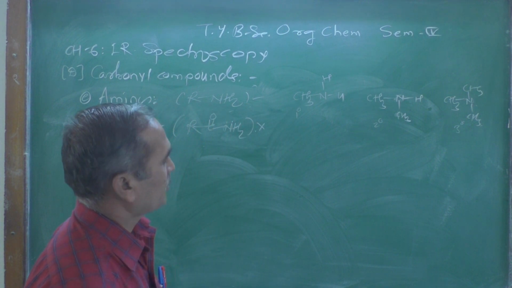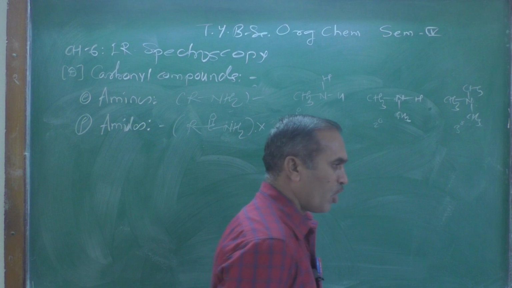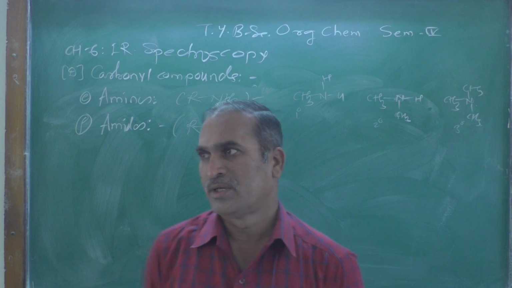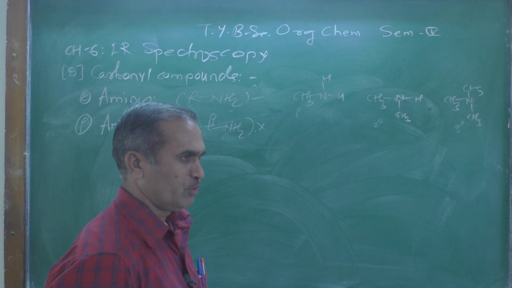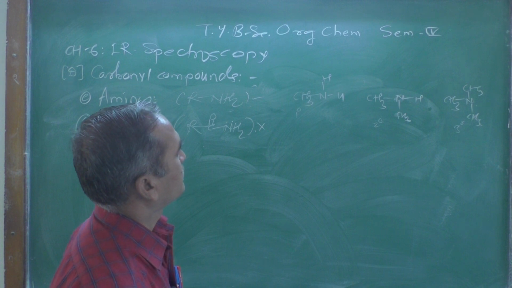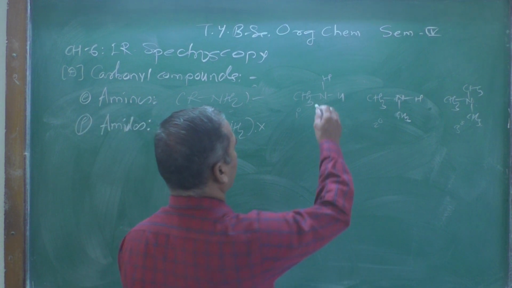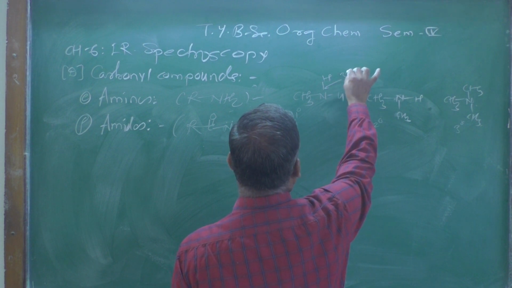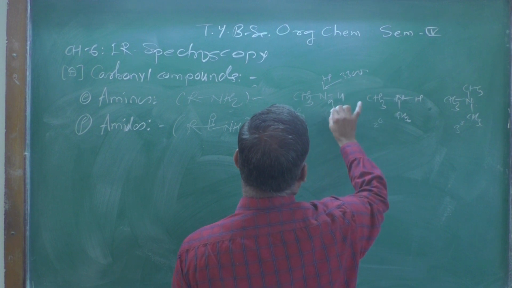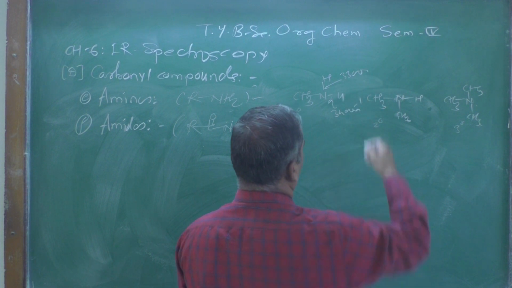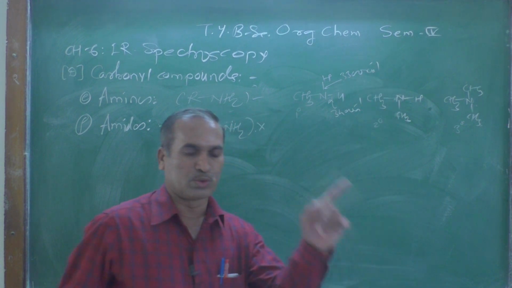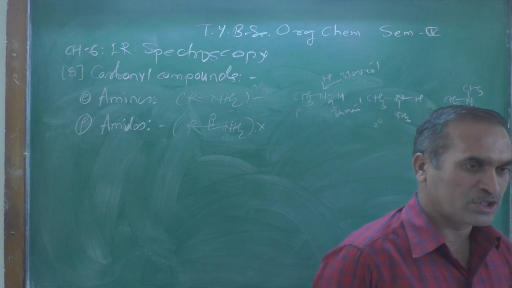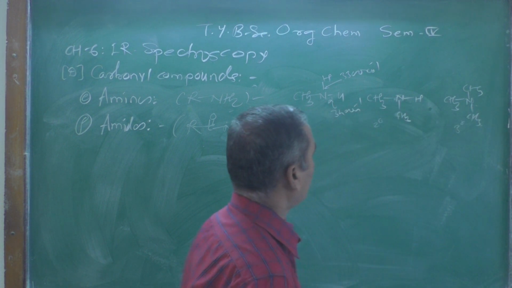Now if you observe the IR spectrum of a primary amine, you would observe two peaks due to the NH stretching frequency, one around 3300 and one around 3400 per centimeter. So two peaks are observed due to the NH stretching frequency. This is a prominent peak and the most informative peak observed in amines.